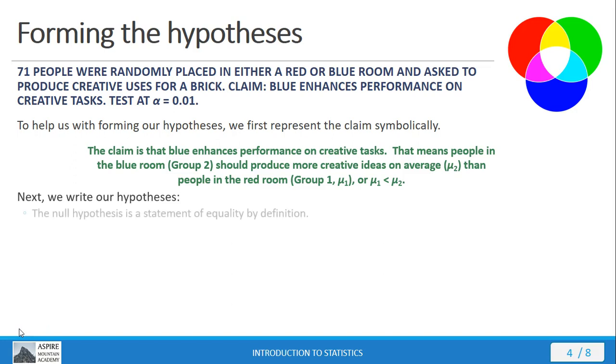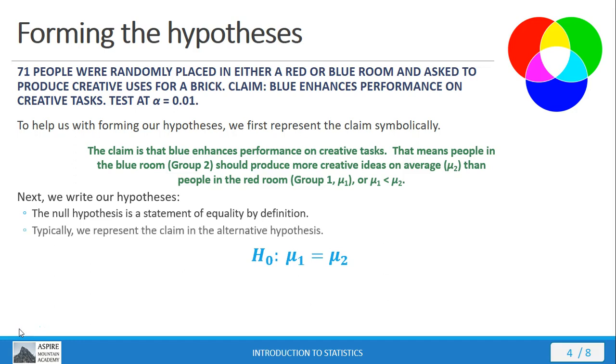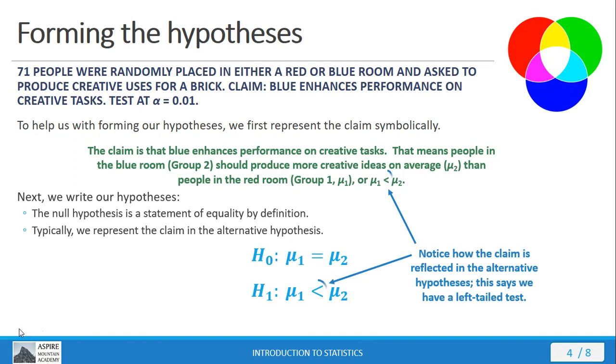Next, we write our hypotheses. The null hypothesis, as always, is a statement of equality. So we can write it in this fashion, where both of the population means are equal to each other. And then the claim typically becomes the alternative hypothesis. There's no semblance of equality in our claim, so we can just adopt that as our alternative hypothesis. Notice that this inequality sign is the less than sign, like an arrow pointing to the left. That says we have a one-tailed test on the left side of the distribution.